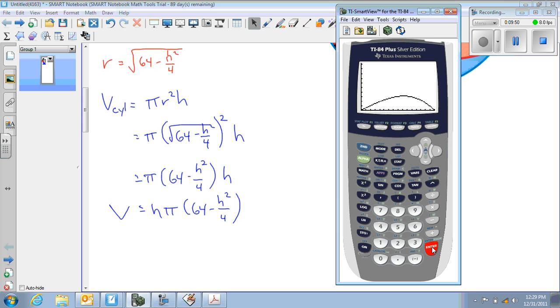No, I don't want to make a guess. And what it tells me is that my maximum is, my height is going to be 9.23 or 9.24, and the maximum volume that's going to give me is 1,238. So that's the answer to this problem.